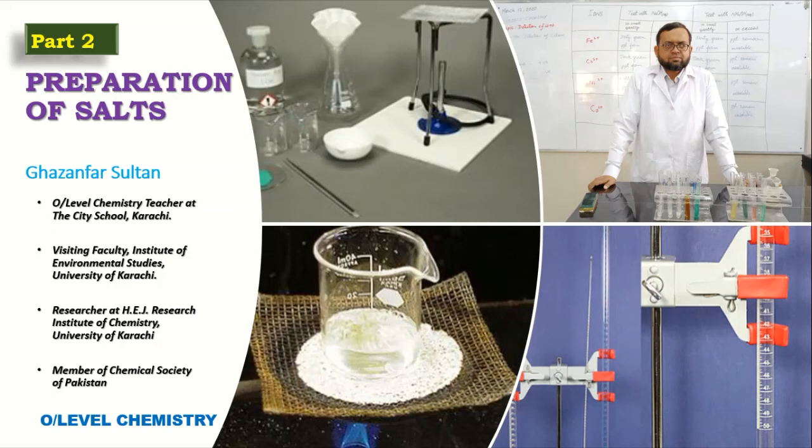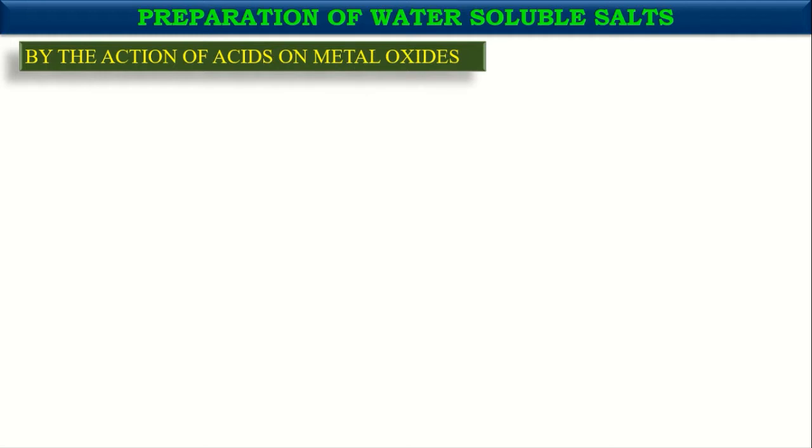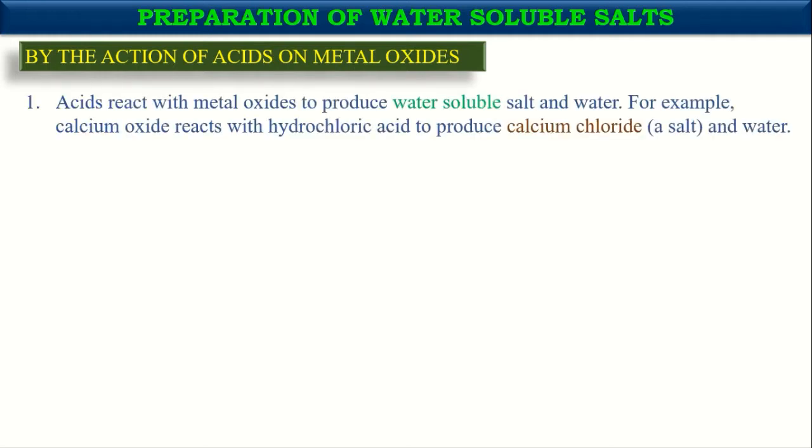This is the second part of preparation of salt. In this method we are again preparing water-soluble salts by the action of acids on metal oxides. So previously we have learned the action of acid on metals. Now it is the action of acid on metal oxide.